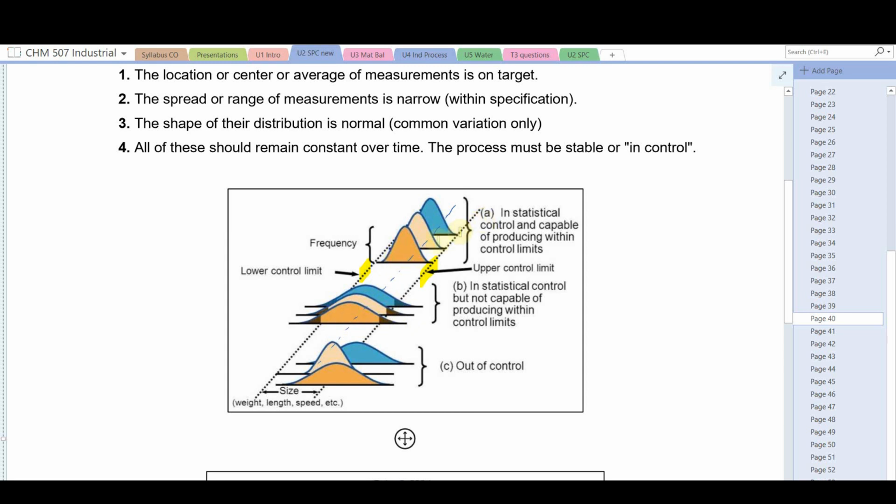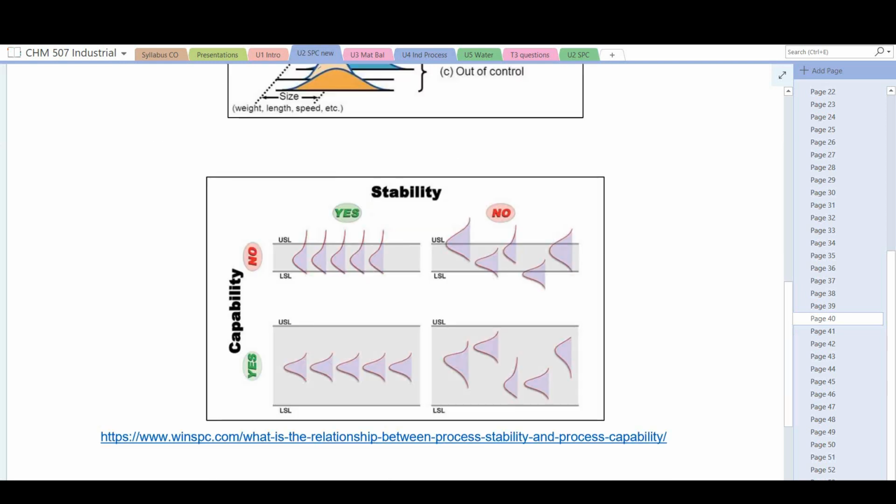Process A is, of course, the best. It's stable over time. It's capable. It falls within the specification limits. The distributions are normal. Take a look at the next illustration. On the left side, we see 2 processes that are stable. Notice how the mean is not changing over time. It's stable. On the right side, we have processes that are unstable. The mean is changing.